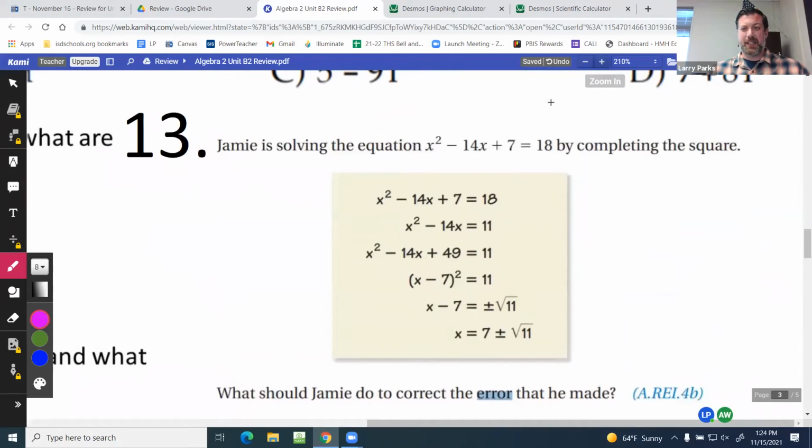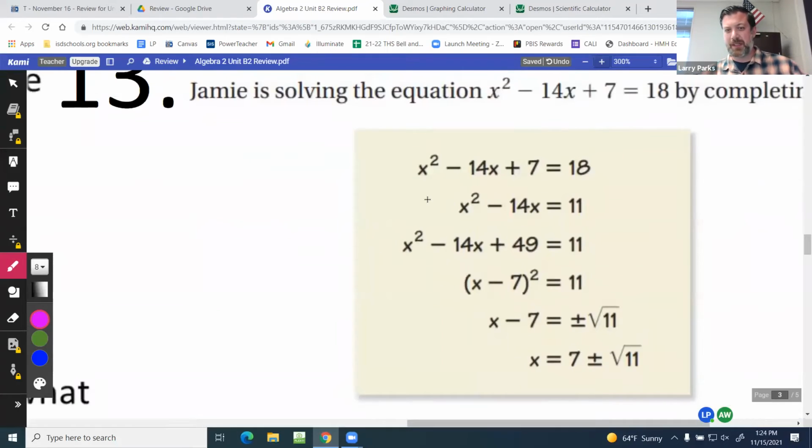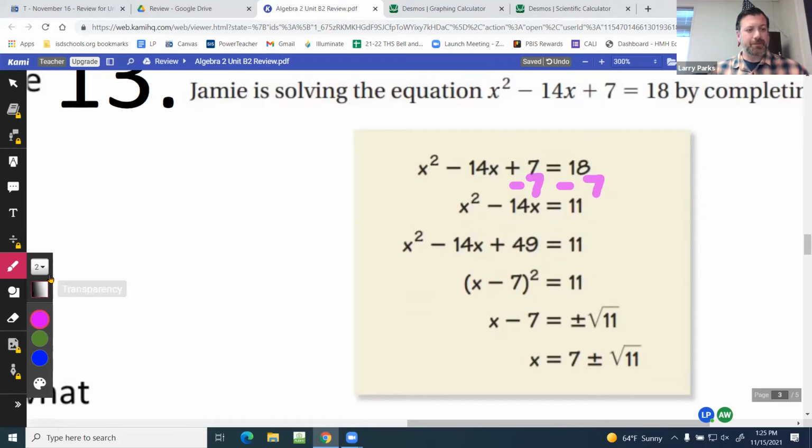Here, what mistake did Jamie make? Well, looks like she's trying to complete the square. So remember, first step, you move the 7 over. So let's see. I'm going to guess you minus 7 from both sides. So 7 minus 7 is gone. 18 minus 7 is 11.